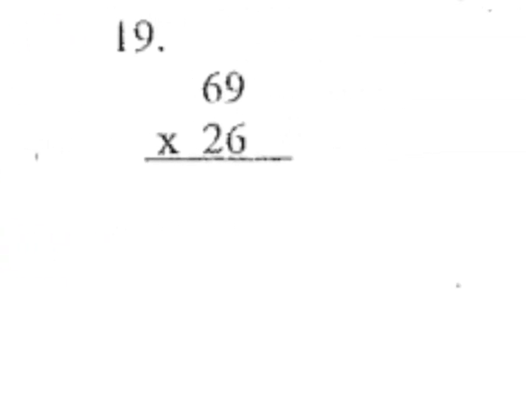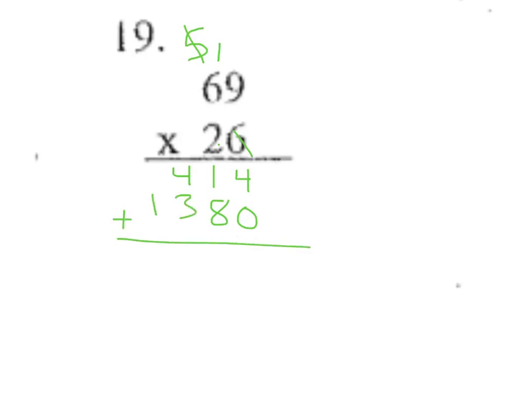Next, 69 times 26. 9 times 6 is 54. 6 times 6 is 36, plus 5 is 41. We're done with those. 0 placeholder. 2 times 9 is 18. 2 times 6 is 12, plus 1 is 13. Add your two partial products. 4, 9, 7, 1. 1,794.